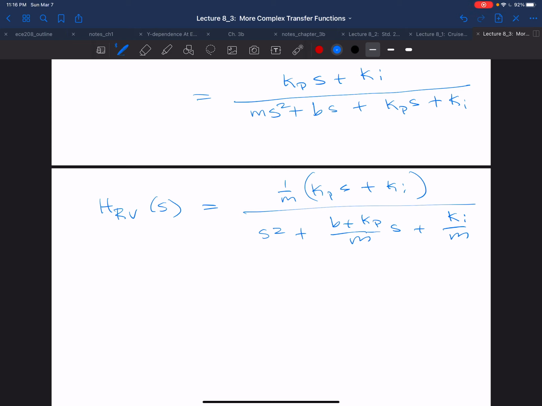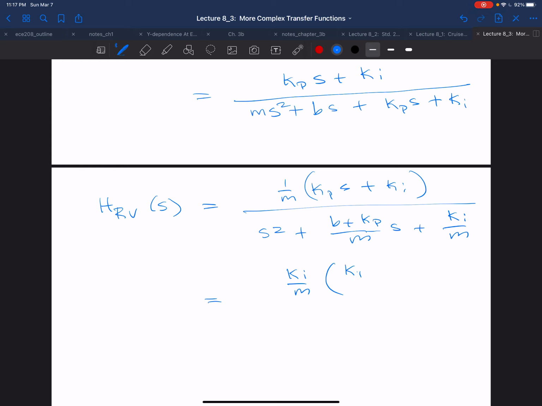Let's make this look a little bit more like our standard second order system by having a factor ki over m in the numerator here. So that means we'll have kp over ki s plus 1 as another factor. And then we have a denominator of the form of our standard second order system.